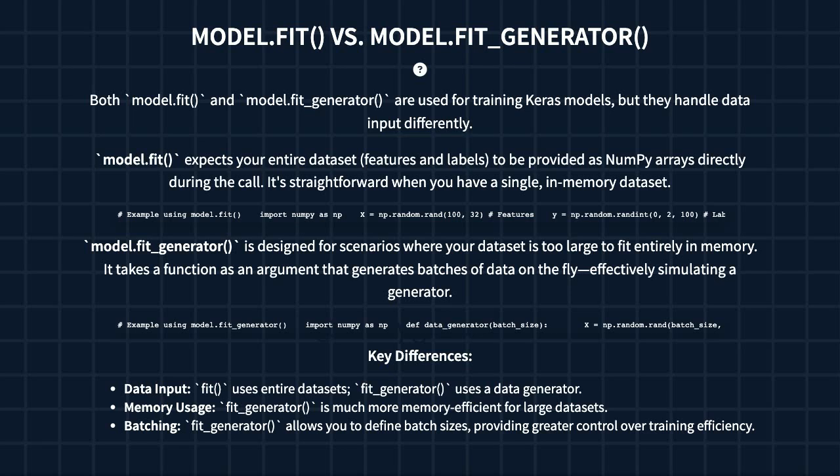It's specifically designed for those huge datasets that won't fit into memory all at once. Instead of feeding everything up front, fit generator uses a function called a data generator. This generator creates batches of data on the fly as you train. It's like simulating a stream of data. So basically, fit takes the whole thing, while fit generator builds it piece by piece. It's much more memory efficient when dealing with large datasets and gives you control over batch sizes too.